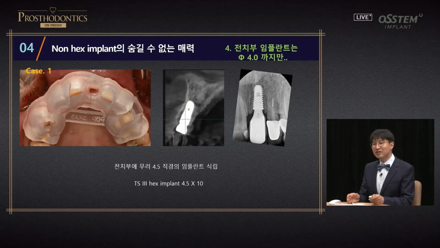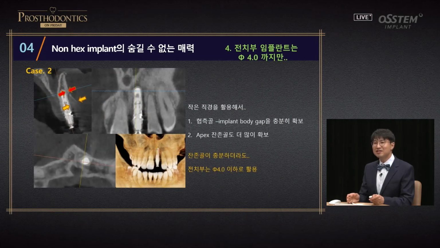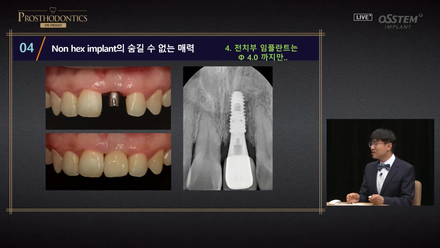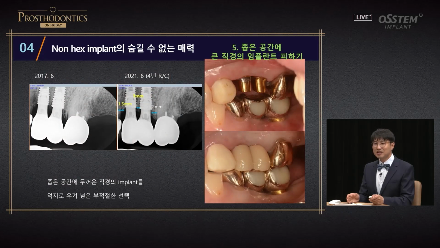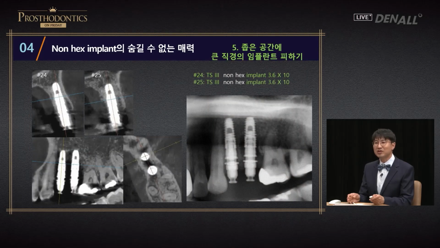In the case of the anterior area, because I was concerned, I placed up to 4.5 diameter implant, but after using non-hex implant, I used the 4.0 and 3.0 diameter implant. Therefore, stress about bone width became much less. This is quite embarrassing, but in 2017, because I was concerned about fracture, I placed two 4.5 diameter implants in the premolar area. The inter-implant distance is too close. Even after 4 years, there's no major problem, but I think it is always at risk of biological complications.